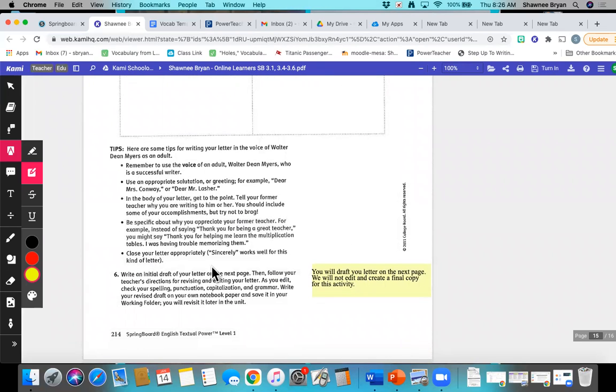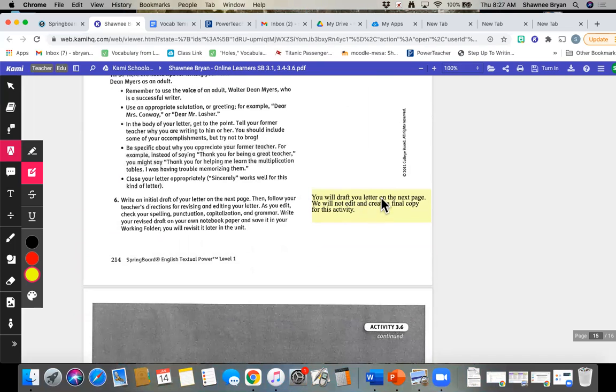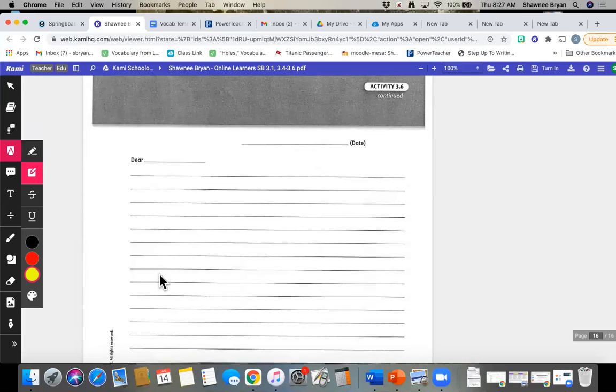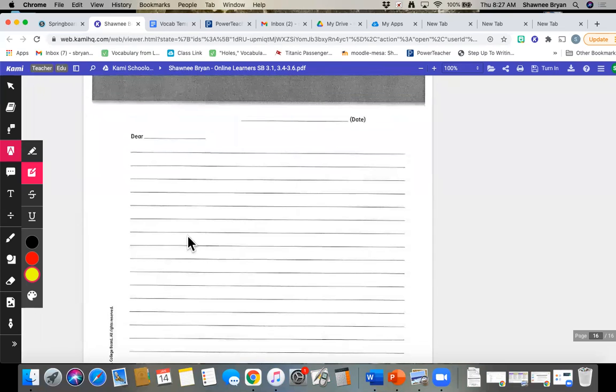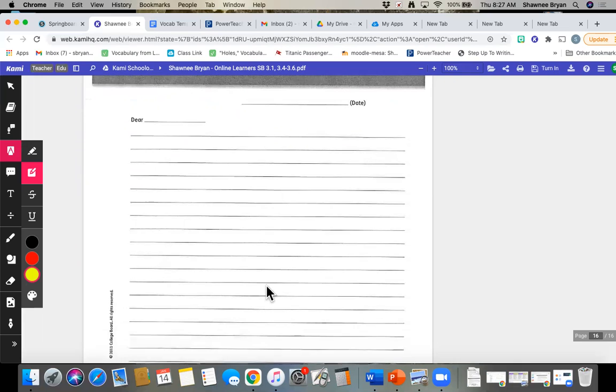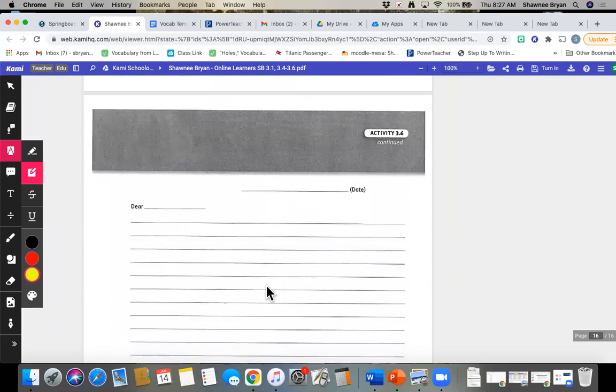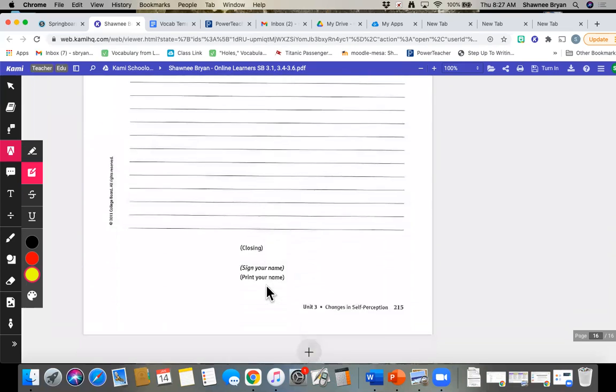Here you have several tips that can help you as you are drafting your letter. I did put a little note, you will draft your letter on the next page. We will not edit and create a final copy for this activity. So you can see the format of the letter here. You put the date, dear, whatever teacher you chose, and then you are going to format your actual letter where you are showing appreciation to whichever teacher you chose.